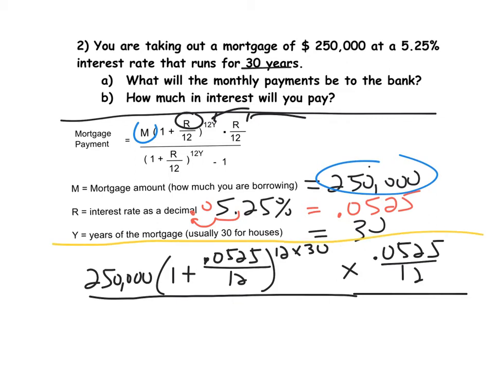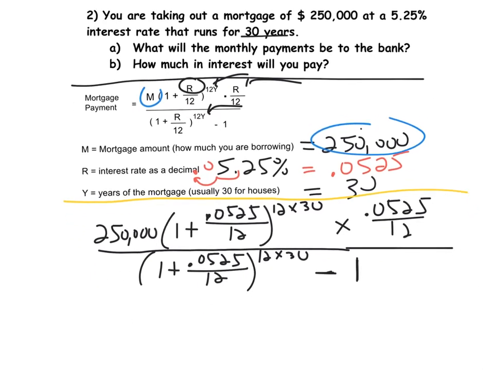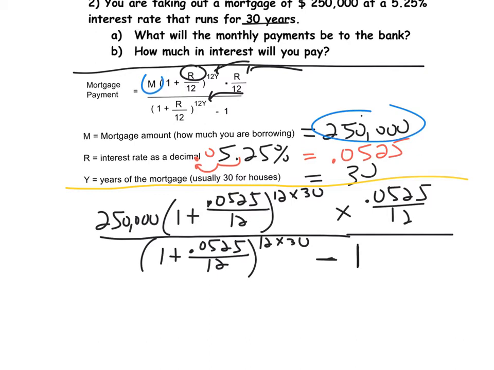Then we'll divide that by, again, the 1 plus r over 12, so 0.0525 over 12. Close parentheses, raised to the 12y power, so that's 12 times 30th power. And then in the denominator, we take away 1. So now we need to enter this entire expression into our calculator. Take a half minute, try to type that into your calculator, and see what your monthly payment is. Because this formula, when you substitute in, gives you the monthly payment for your mortgage.